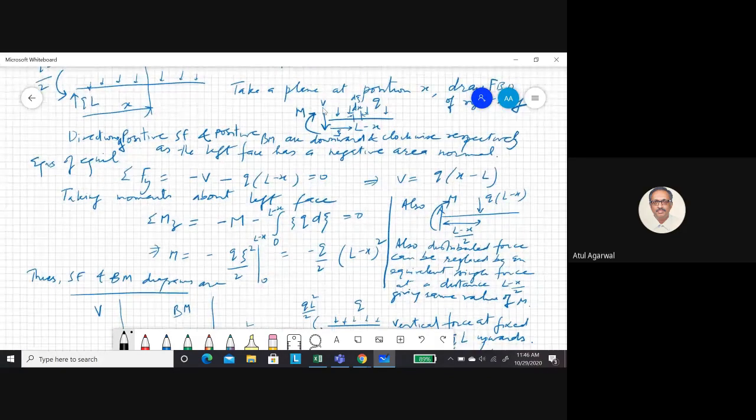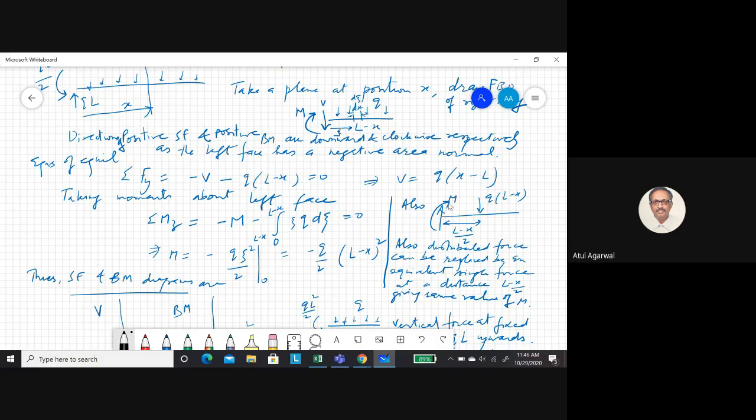Now if you take moment about the left face, one approach is this entire force is Q into L minus X. You apply it in the middle of this part of the beam, so it is at position L minus X by 2. So you can find moment.